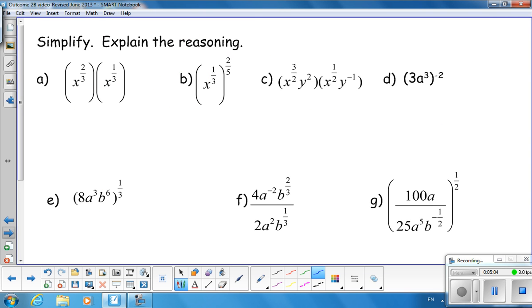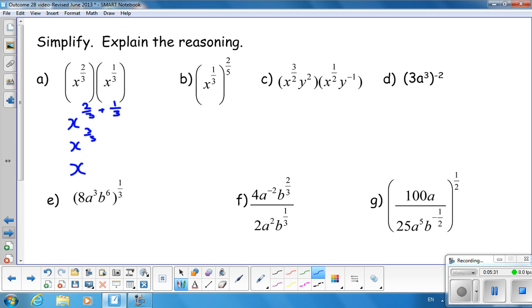The next group, these ones, we've got fractions and negatives. Same process, just more complicated because of the fractions. So in the first one, I'm multiplying my x's. I need to add my exponents. So I want to do 2/3 plus 1/3. If I add 2/3 plus 1/3, I get 3/3, or x to the power of 1.